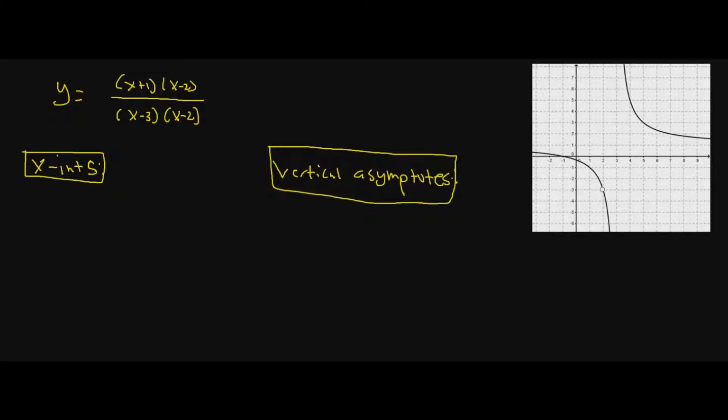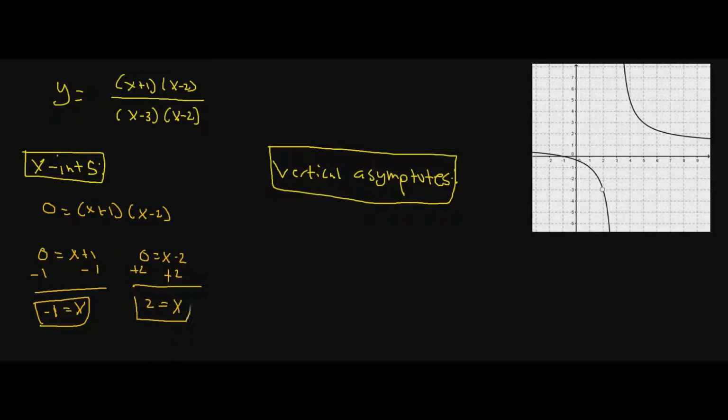So let's say the equation for this graph that we have here is this. The problem is asking us to find our x-intercepts and identify our vertical asymptote. To find the x-intercepts, we set the numerator, x plus 1 and x minus 2, equal to 0. We get 0 equals x plus 1 and 0 equals x minus 2. Here we subtract 1 on both sides, and we get that our x-intercept is x equals negative 1. And over here, if we add 2 to both sides, we get that x equals 2. Well, that's great.